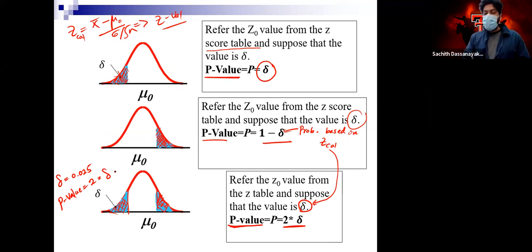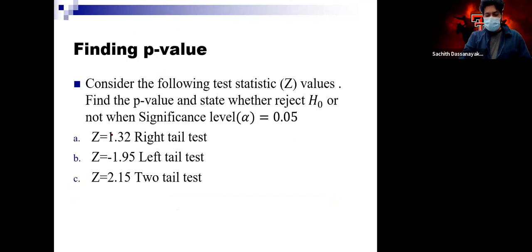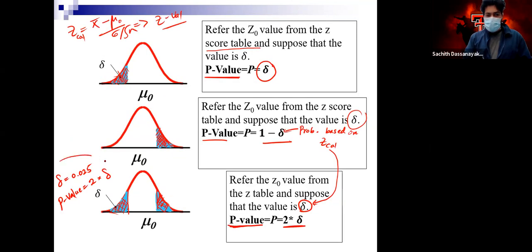Okay, that's how we deal with the two-tail case. This is only for the two-tail case, this one only. Because we consider two regions, left and right, that's why we multiply by 2. Don't forget it.